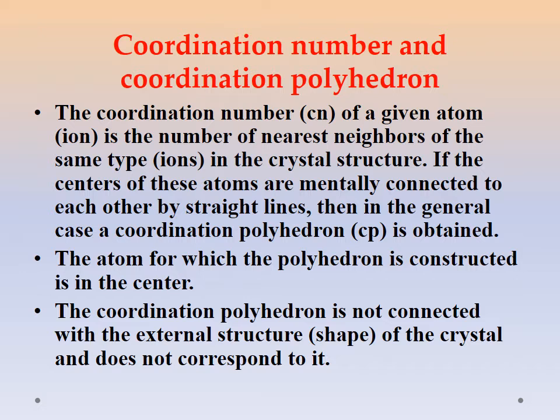The coordination number of the atom or ion is the number of the nearest neighbors of the same type of atoms or ions in the crystal structure. If the centers of these atoms are mentally connected with each other by straight lines, in the general case a coordination polyhedron is obtained. The atom for which the polyhedron is constructed is located in the center. The coordination polyhedron does not reflect the external shape of the crystal and does not coincide with it.